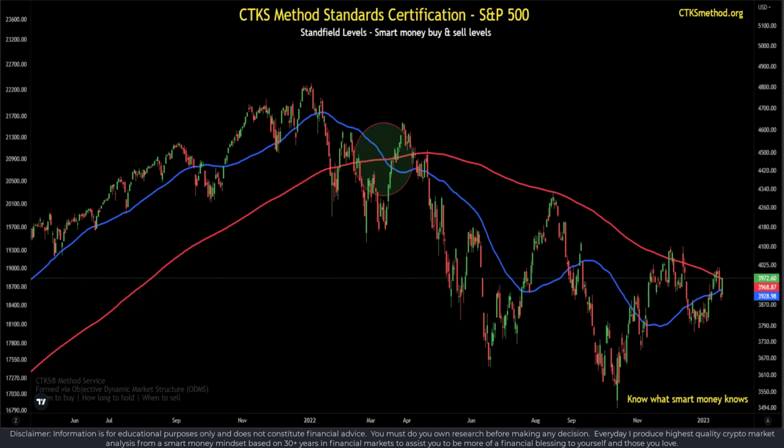In this special video, we're going to talk about death crosses and golden crosses. So what is a death cross? A death cross is where the 50-day simple moving average passes through the 200-day moving average. You can see that it occurred here in the S&P 500 on around the 14th of March 2022.